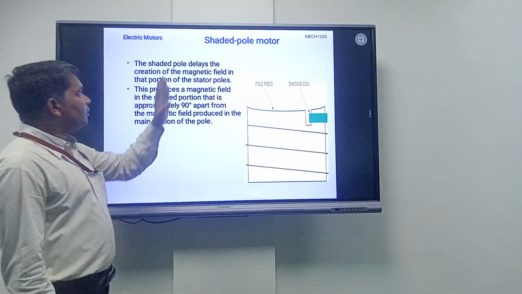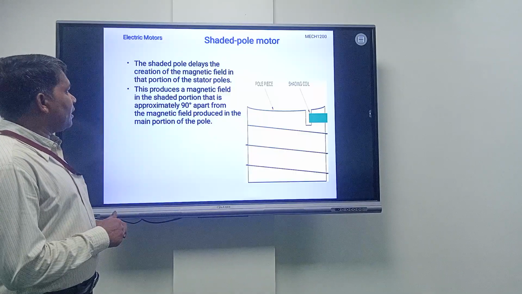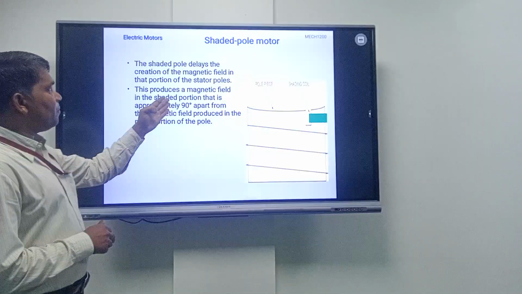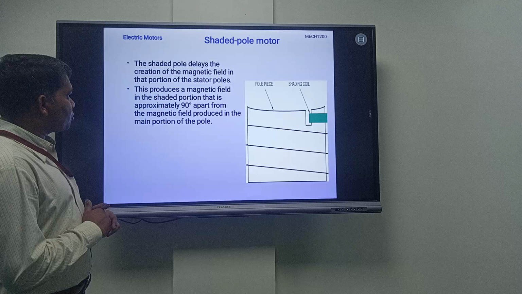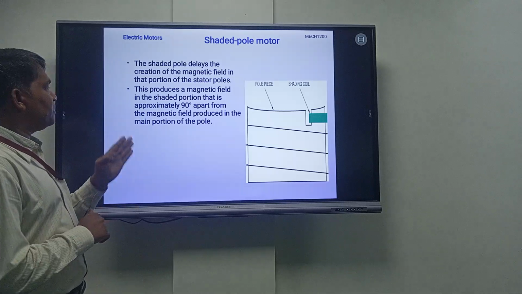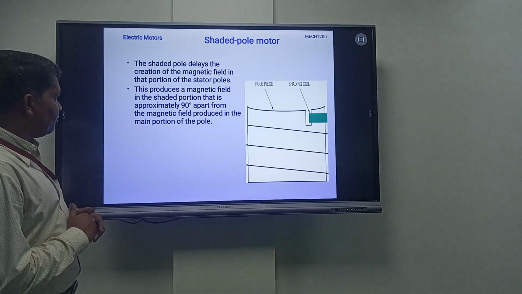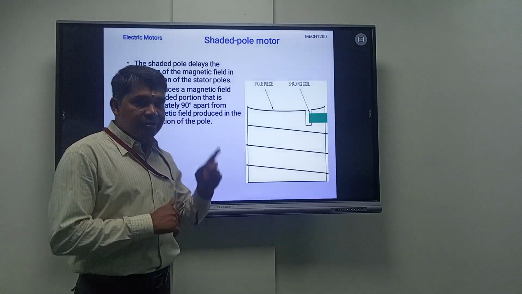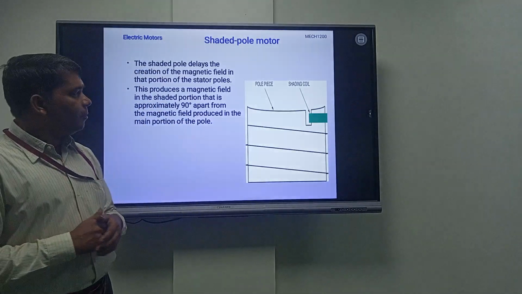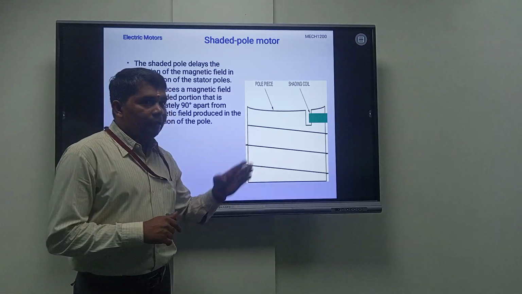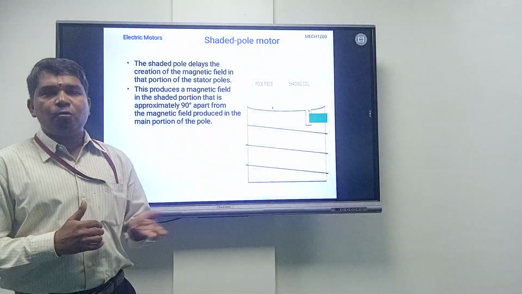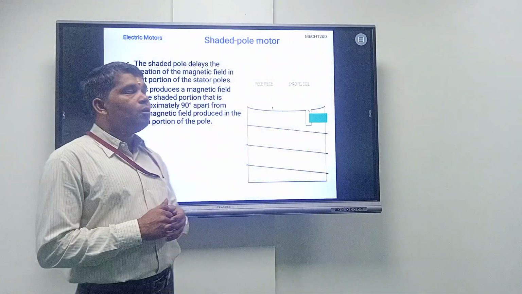So the shaded pole delays the creation of the magnetic field in that portion of the stator poles. This produces a magnetic field in the shaded portion that is approximately 90 degrees apart from the magnetic field produced in the main portion of the pole. It means that there will be n number of poles. The machine may be a 2-pole machine, a 4-pole machine or an 8-pole machine.